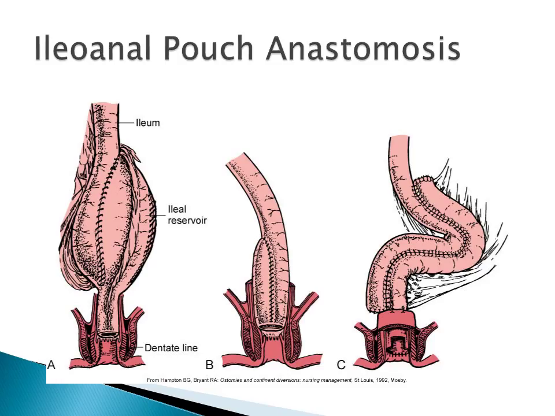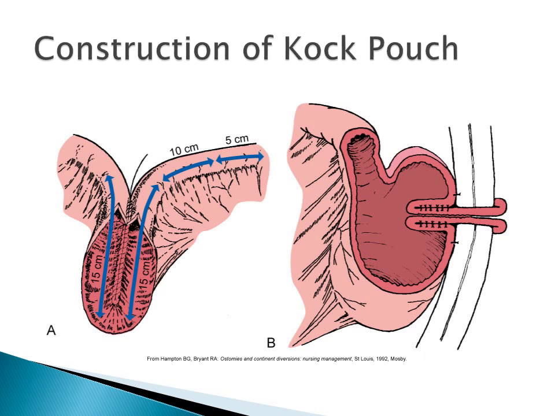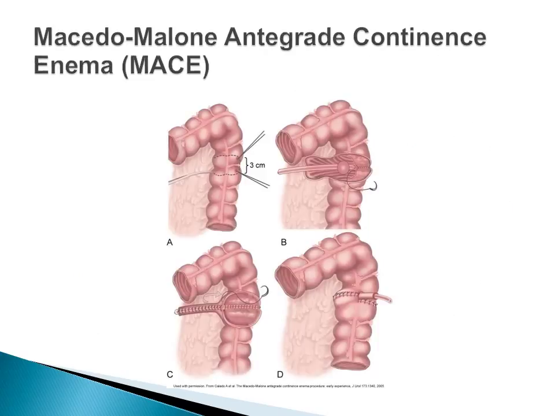This picture is just showing you the different kinds of pouches they can make for people who opt not to have stomas sticking out. These are just alternative approaches. You can take a look at these in your book if you want more information. I'm not really going to ask you too much on these, so the next few slides I'll just skip. This is another one just showing you a diagram of what it looks like.